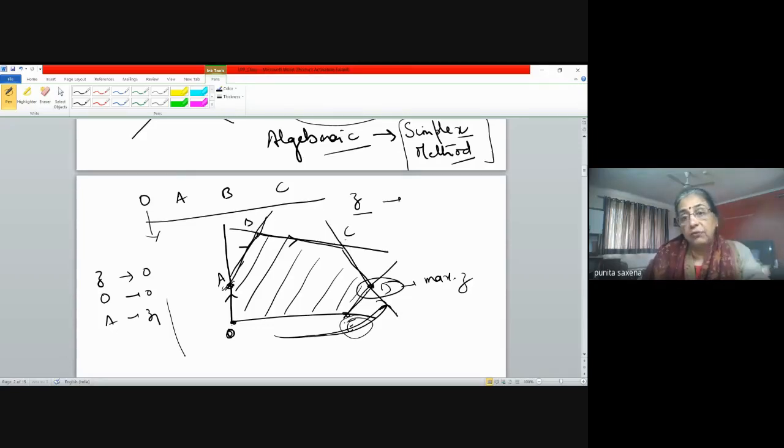But in graphical, it was simple because it was not much and we were doing manually, right? But say supposing you have 50 variables and you have 200 constraints.